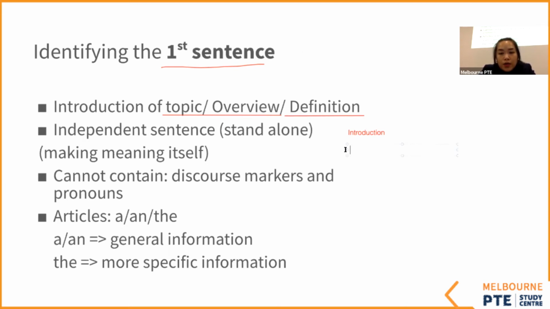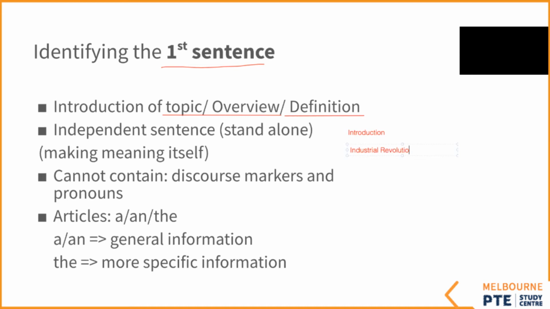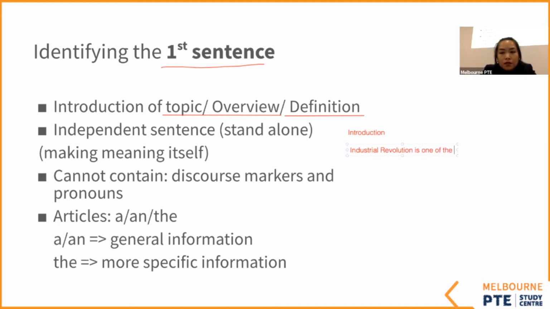So for example, they say the industrial revolution is one of the most important periods and things like that, right? So now they give you the overview, the definition of the industrial revolution. Okay. So when you are reading, pay attention to this. Right. So: introduction of topic, overview, and definition.